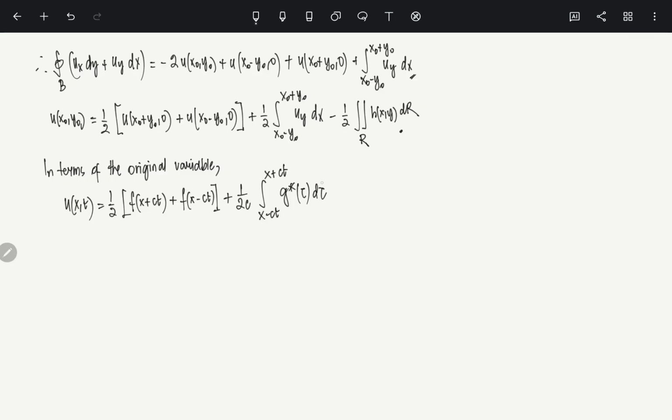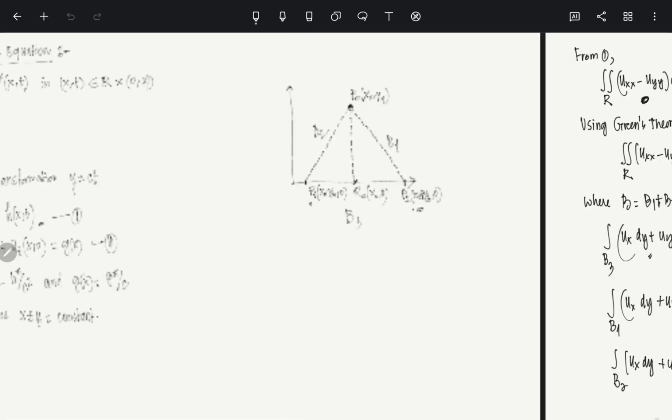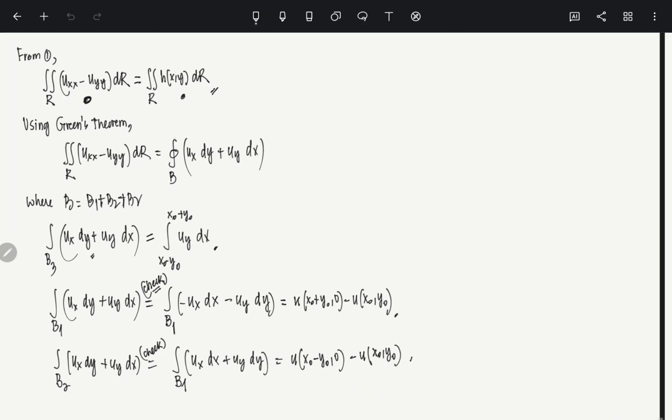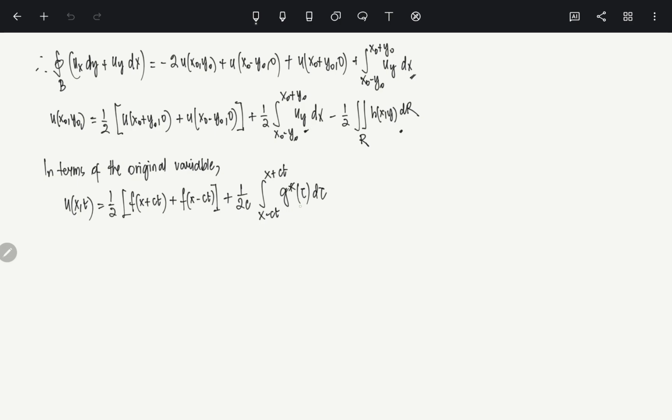Why g star? Because this is g, right? You remember uy, the boundary condition, so ut is g star. If you replace it, you see uy will be g. So if you put that part here, that becomes g star. So minus half double integral over r h of xy dr. I hope this is clear.